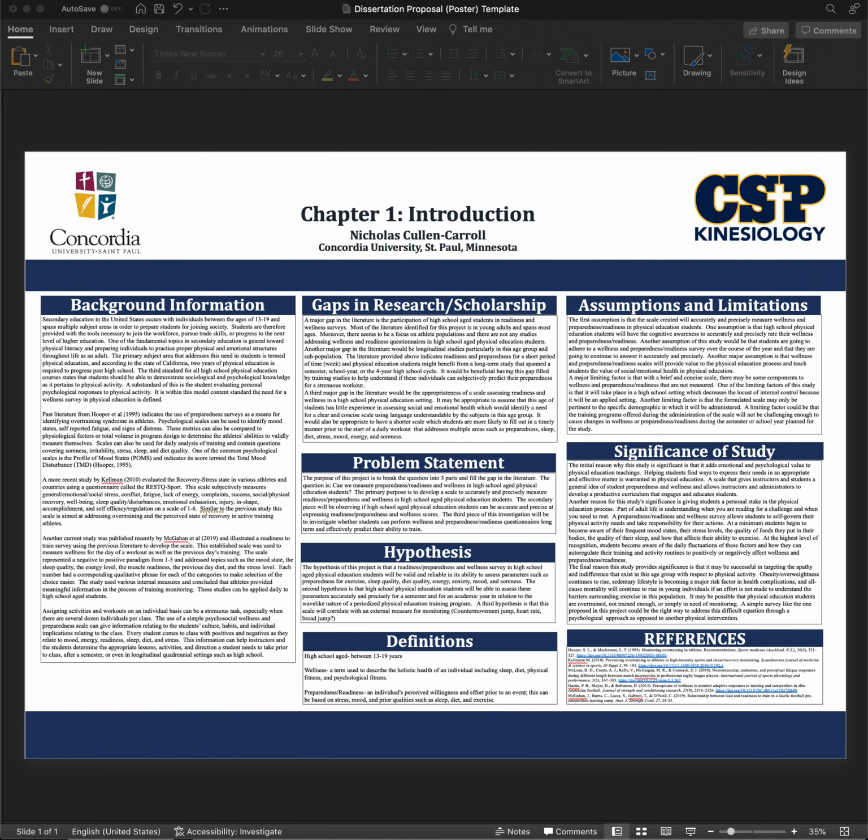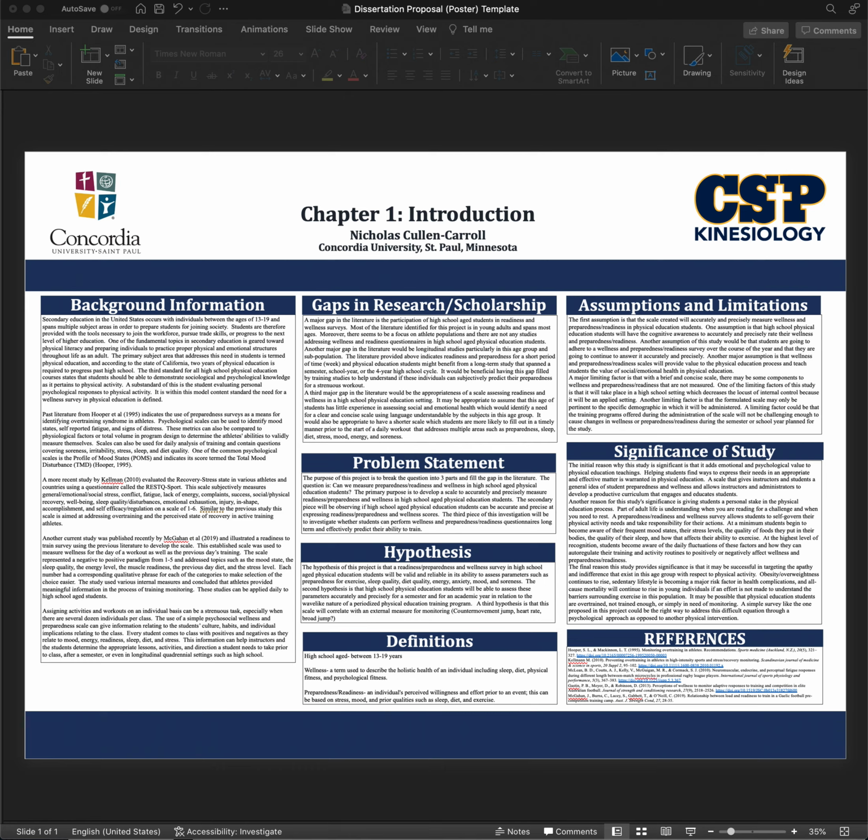And then the last limiting factor, I think, is that the scale could be effective, but let's just say the training programs or the curriculum that the students are exposed to might not be challenging enough or might be too challenging to elicit any changes in the wellness and preparedness profile to show if it's effective.